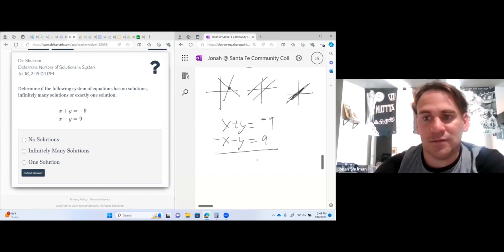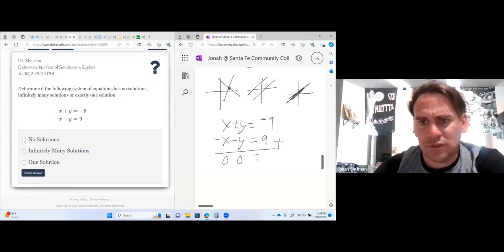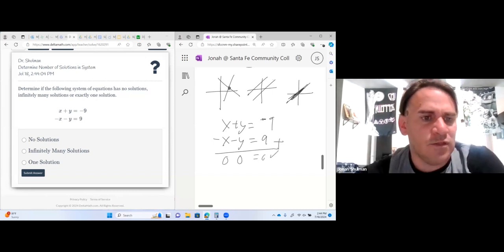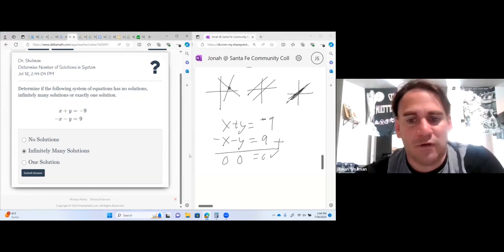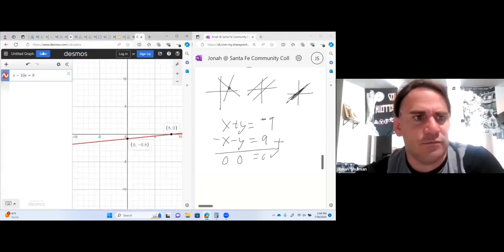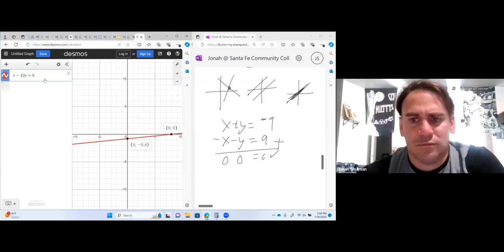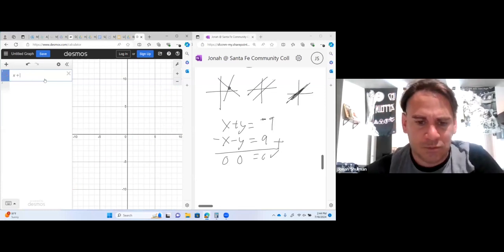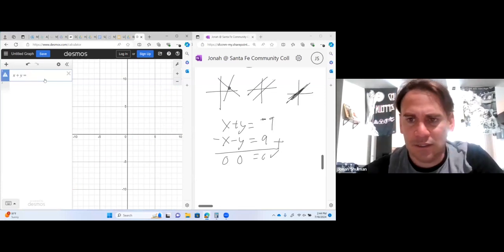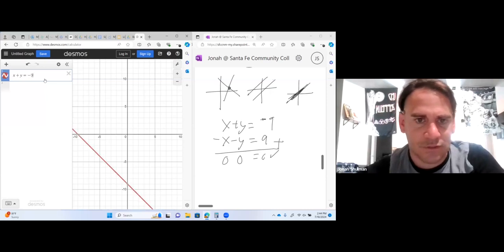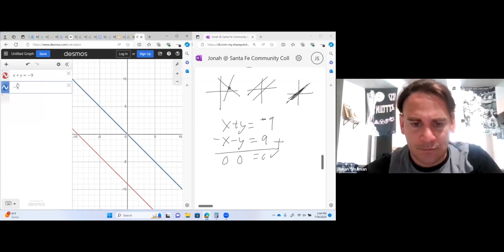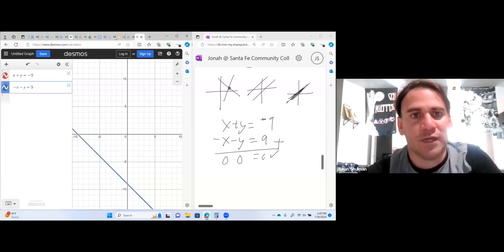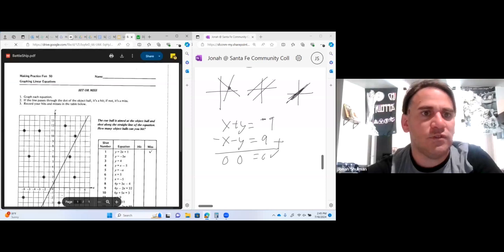We add these together, 0 plus 0 equals 0. Does 0 equals 0 every time? So this is the same line on top of itself. And I can show you that's the same line. Here's the first one. x plus y, it's the same exact line, equals -9. There's the first line. The next line is going to fall right on top. Negative x minus y equals 9. Ta-da! They fall right on top of each other. Infinite solutions.